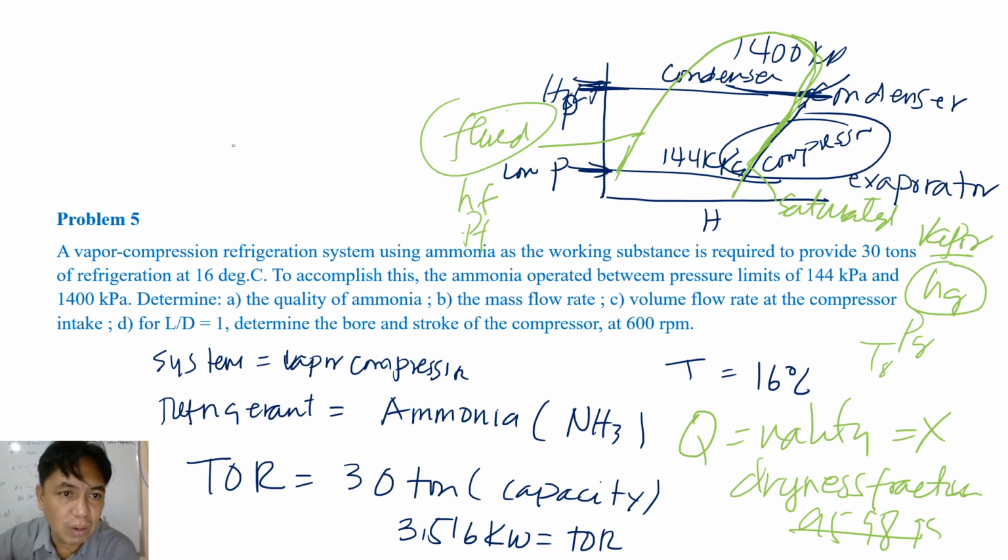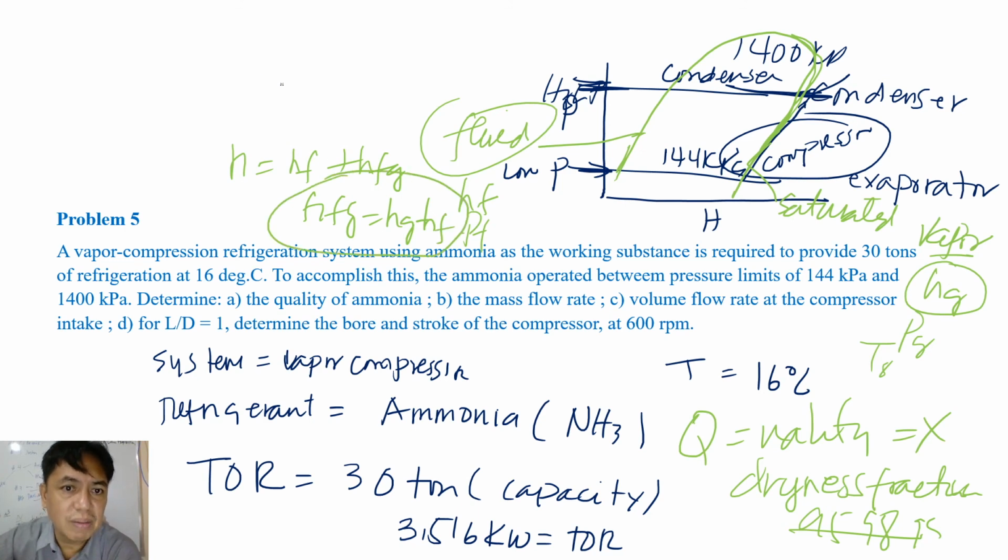Halimbawa, kung kukunin mo, meron kang mga enthalpy, paano yan? H equals HF plus X HFG. So kung gusto mo yung HFG naman, makuha, HG minus HF. Yan lang naman, di ba?